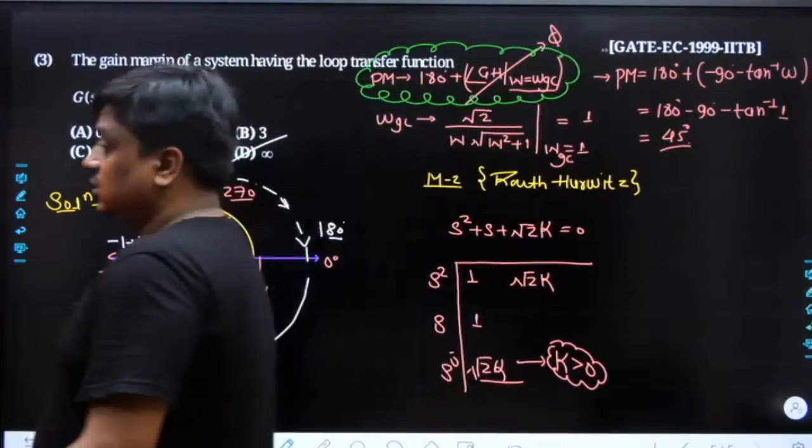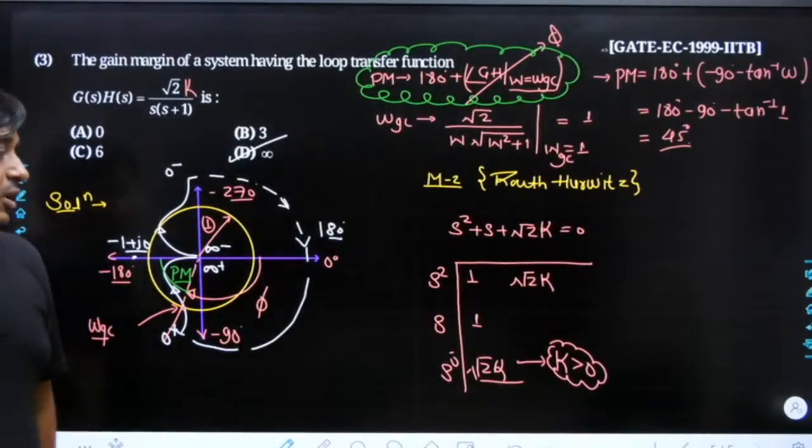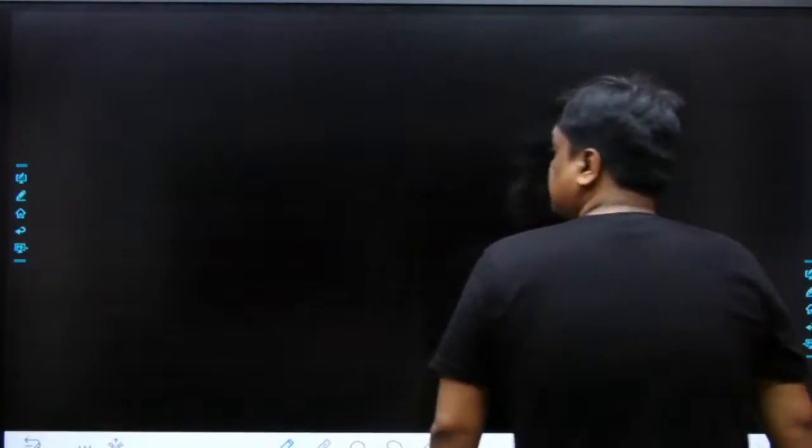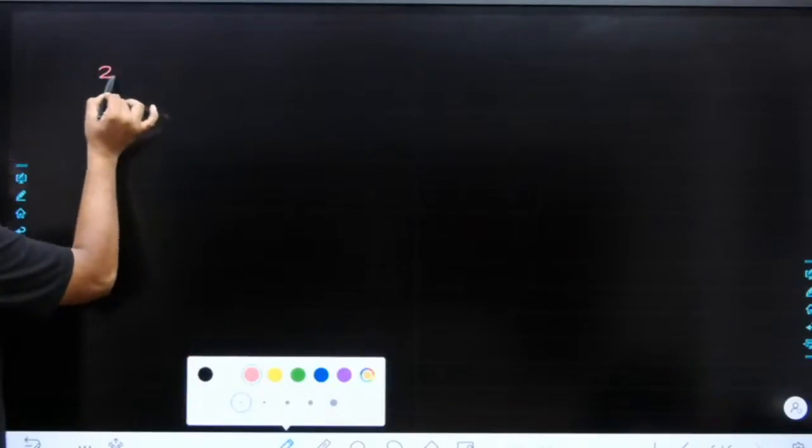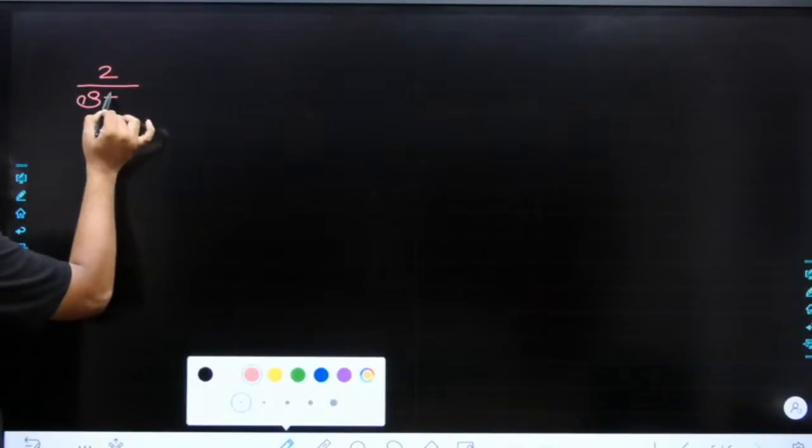I think this has been the correct option. Let me do one thing. Let me take the next question, and deliberately let me design the problem for you guys. I have taken 2 divided by (s plus 1).